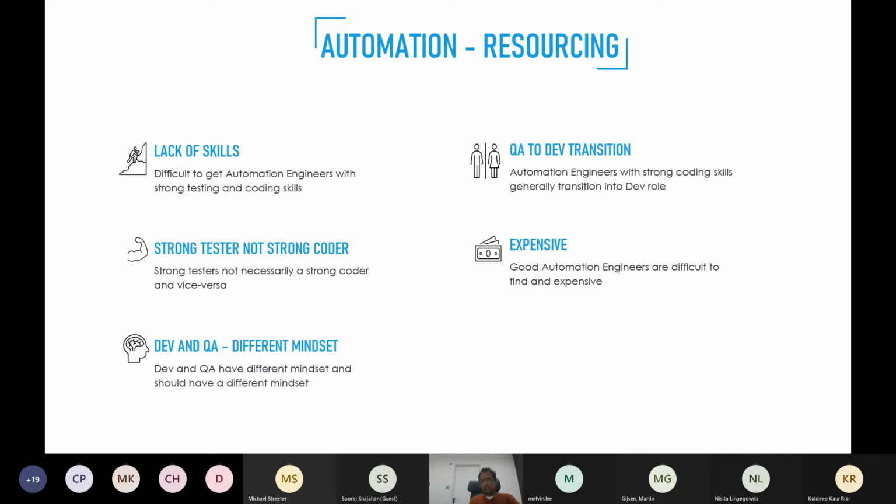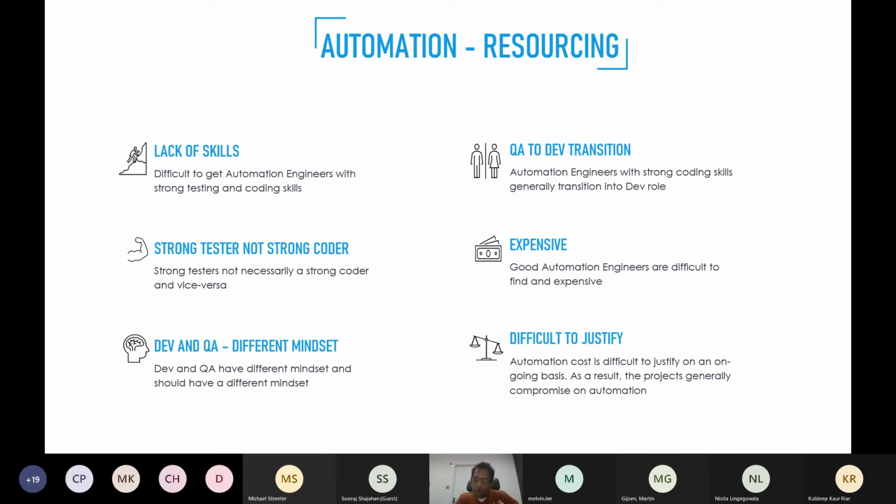Good automation engineers are expensive. There's no doubt about it. So as a result, your project cost goes up. It is difficult to justify, as I mentioned before, because it's expensive. Even if you get a good automation engineer, you still need to get a few more, because you do require a few more in order to get in-sprint automation.